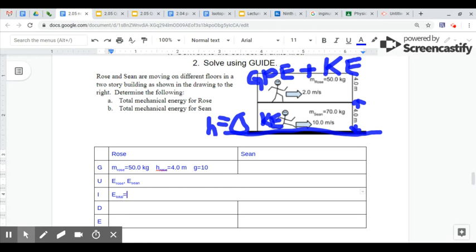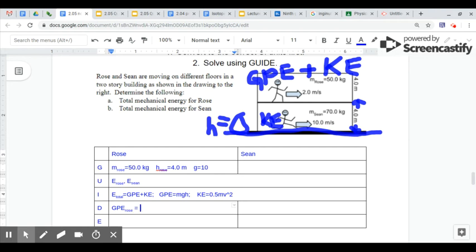So there's three things we need to use. E total equals GPE plus KE. We need to use GPE equals mgh. We need to use KE equals 0.5 mv squared. I'm just going to write 0.5 instead of 1/2, it's quicker, and I'm going to write this little caret to mean square. Those are the three that you're always just going to write down. Okay. So we're going to do three things. We're going to find out the GPE of Rose.